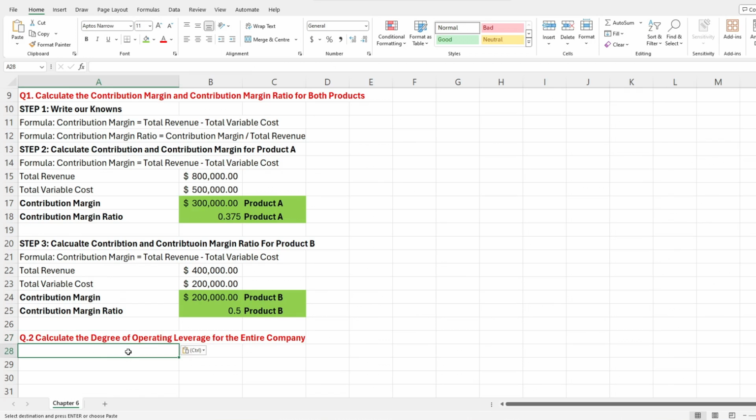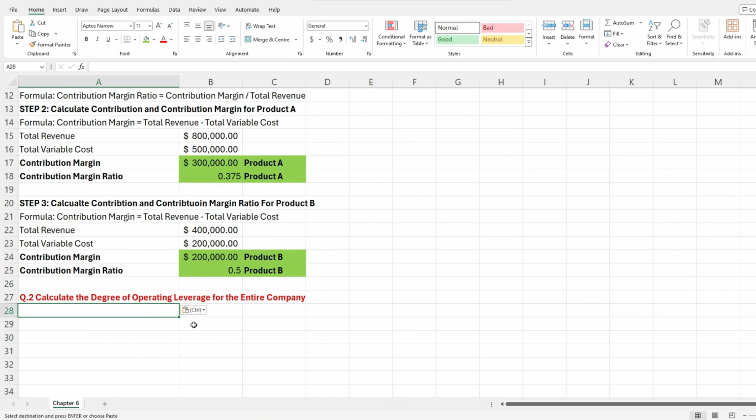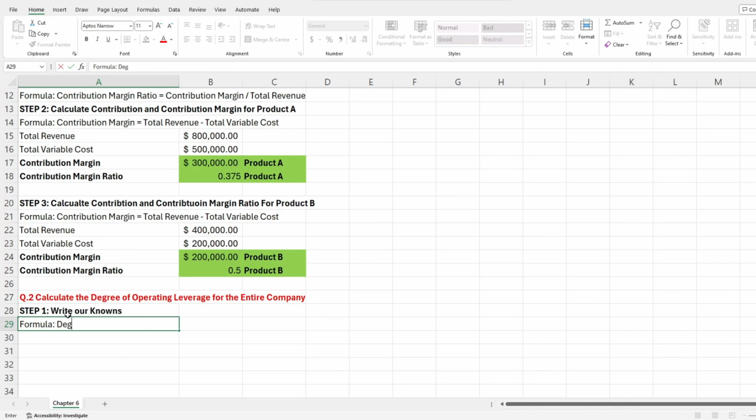So I'll just get it here. So calculate the degree of operating leverage for the entire company. All right, so the first thing I like to do is step 1. Let's write our knowns. So the formula for degree of operating leverage is equal to our contribution margin divided by our operating income.